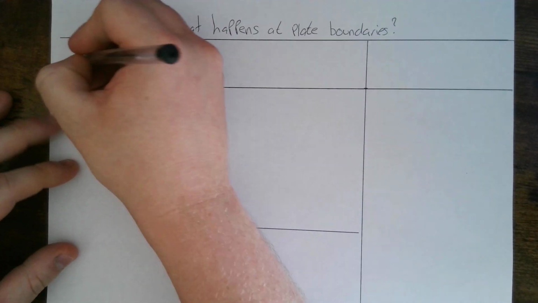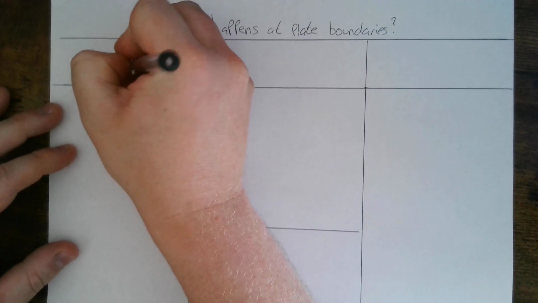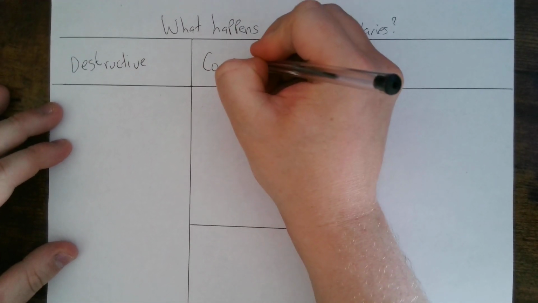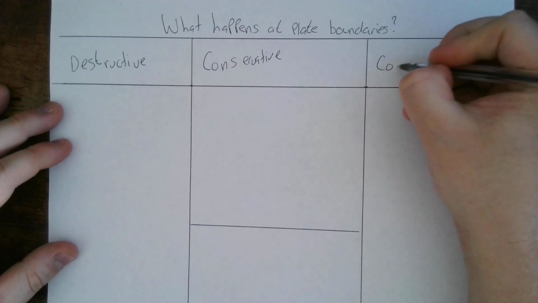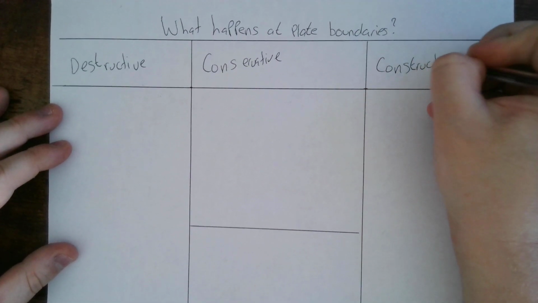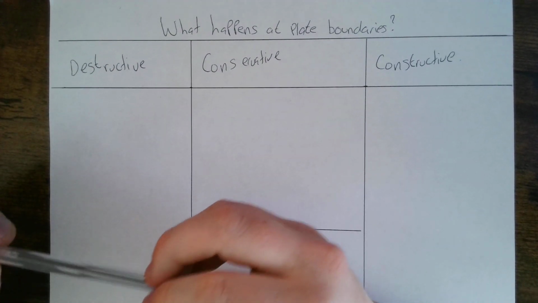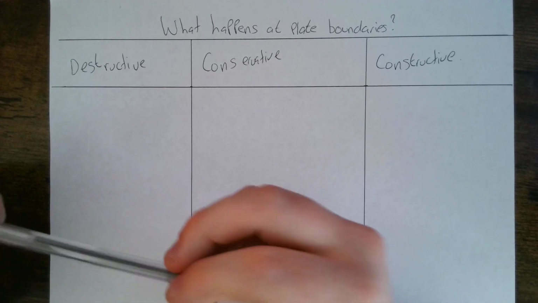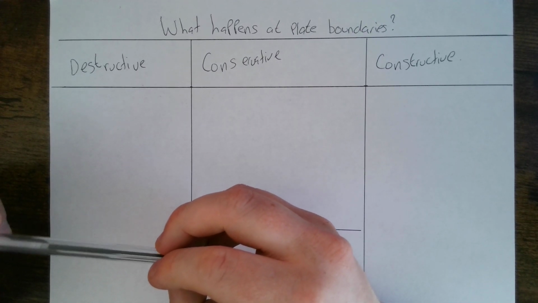We've got the destructive plate boundary, we've got the conservative plate boundary, and we've got the constructive plate boundary. Now, all 3 of these plates, they all move due to the same thing. Alright, that same thing is always down to convection currents in the mantle of the Earth.